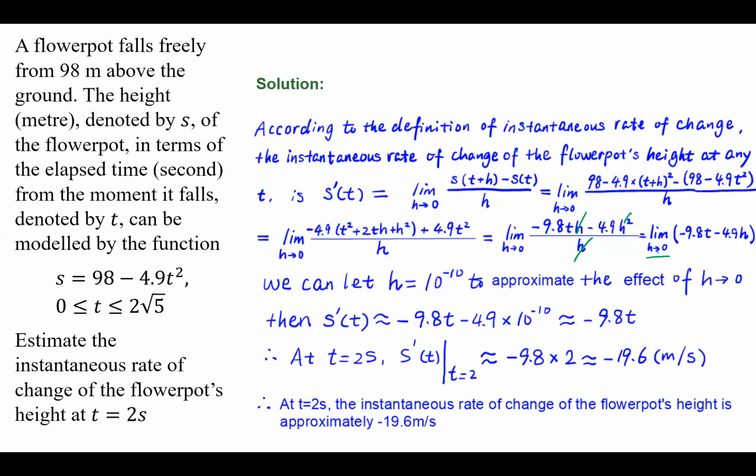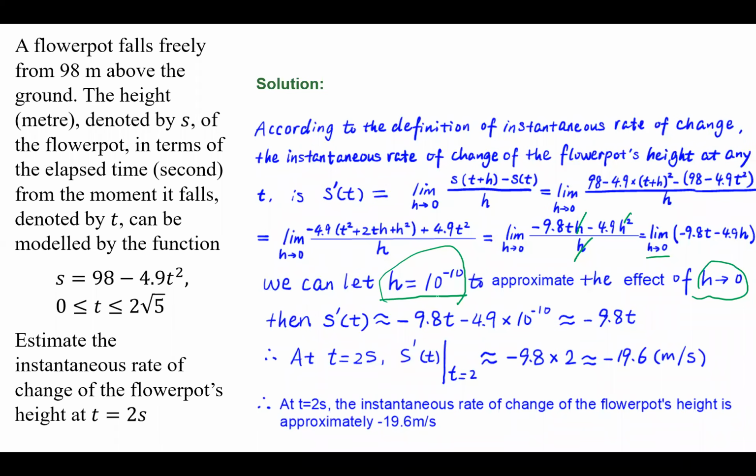So as h approaches 0, the limit of this function is which value? You need to consider that question. So far, we haven't learned anything about the limit, right? We'll introduce the concept of limit in our next lesson. Therefore, so far, we can let h be a very small number. So, for example, we can let h be 10 to the power of negative 10. This is a very small number, right? Because so far we haven't known how to solve a limit of a function, you can just let h be a very small number to approximate the effect of h approaches 0.